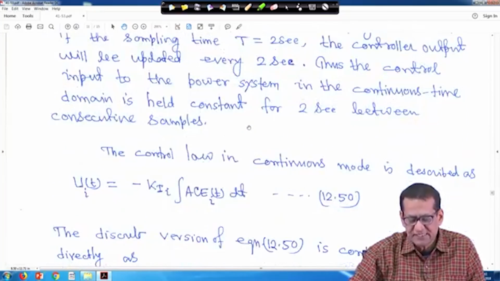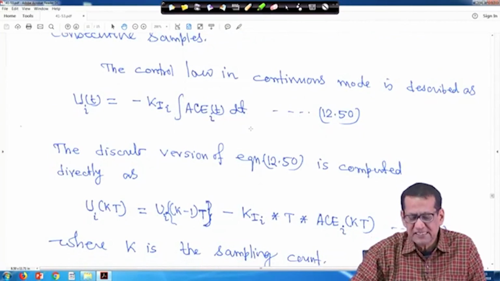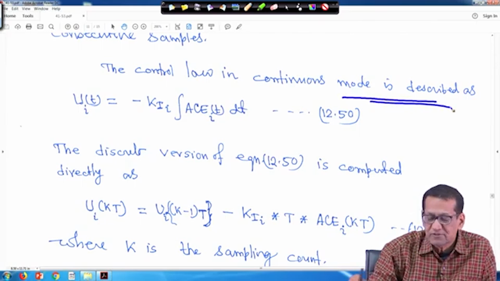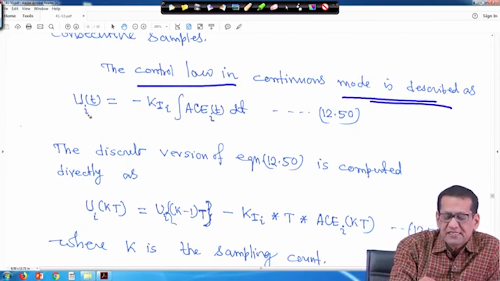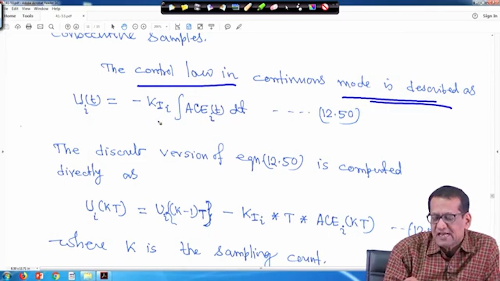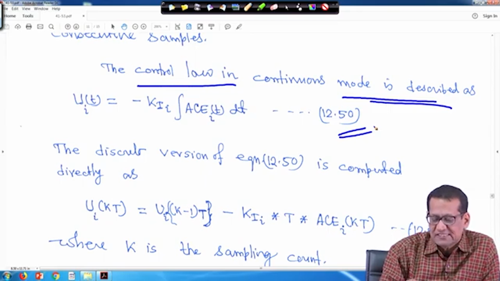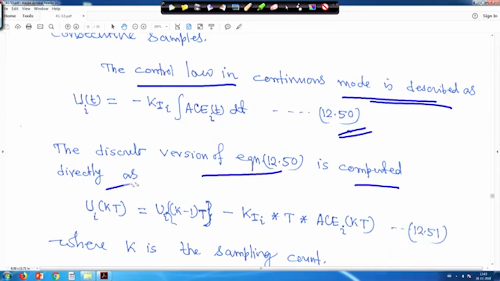The sampling time and other things we have discussed. Now the continuous integral control law, u_i(t) for the ith area, is minus K_II times the integral of ACE_i(t) dt; this is equation 50. The discrete version of equation 50 is computed directly as u_i(kT), where k is the sampling instant and T is the sampling time, equal to u_i((k minus 1)T) minus K_II times T times ACE_i(kT).